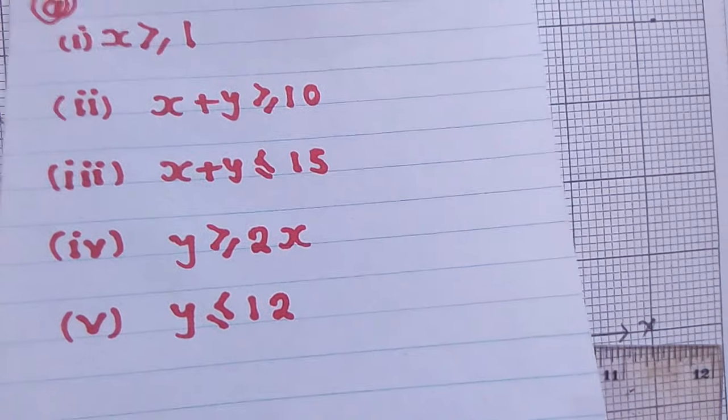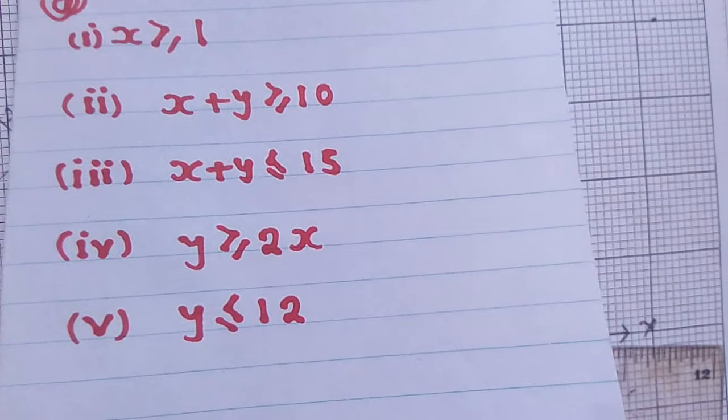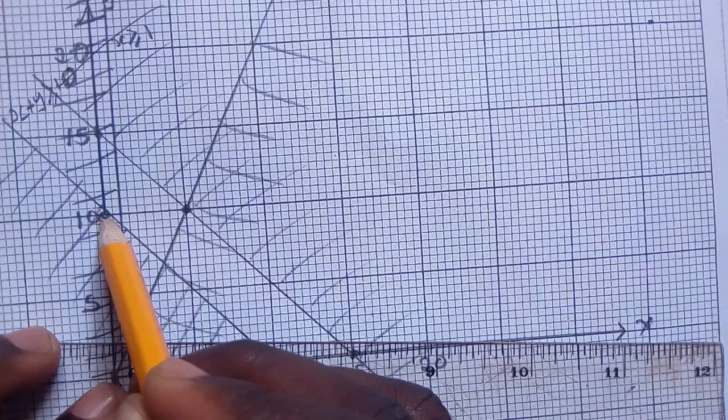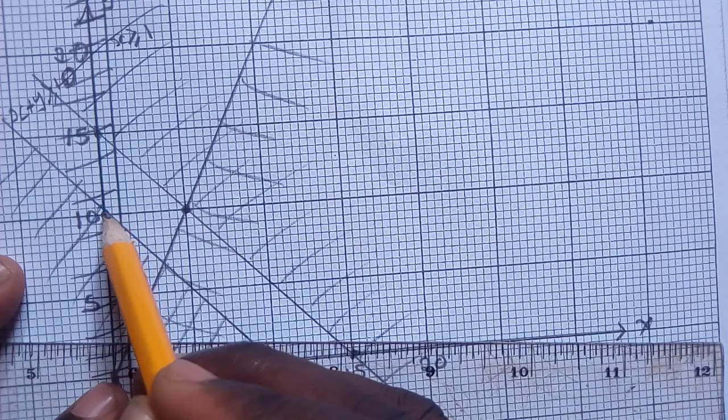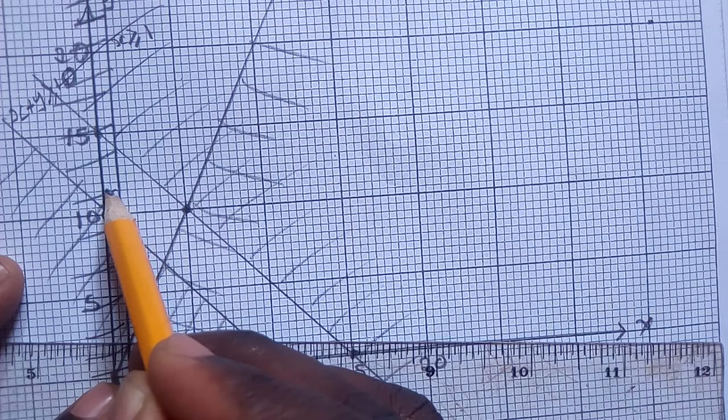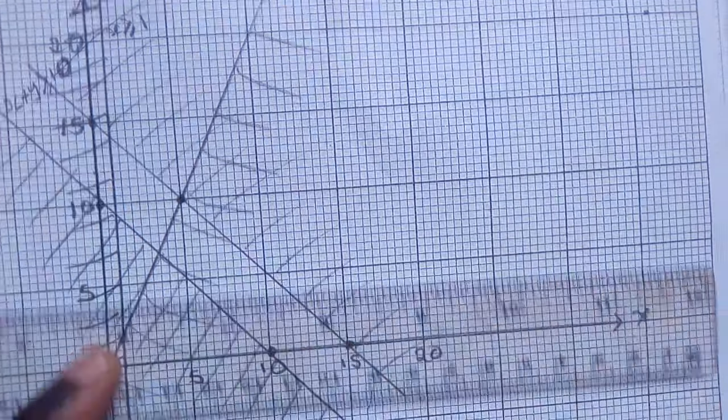Lastly, y is less or equal to 12. So if this is 10, and we know that each small box here is represented by 0.5. So this is 10, 10.5, 11, 11.5, 12 is somewhere here.